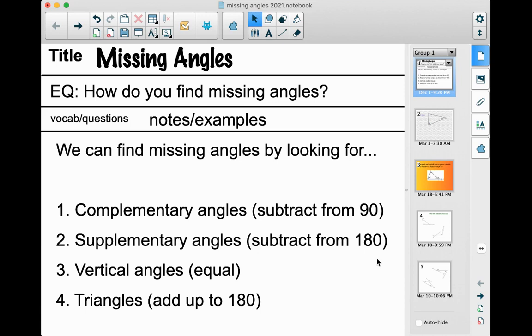Now we could extend that to other shapes like rectangles and pentagons because, again, from yesterday, I know what all those add up to. But it's usually going to be in the triangles and the ones that we are dealing with today. But you could use the idea, say, if you had 4 out of the 5 angles in a pentagon, kind of like you did on your homework yesterday.